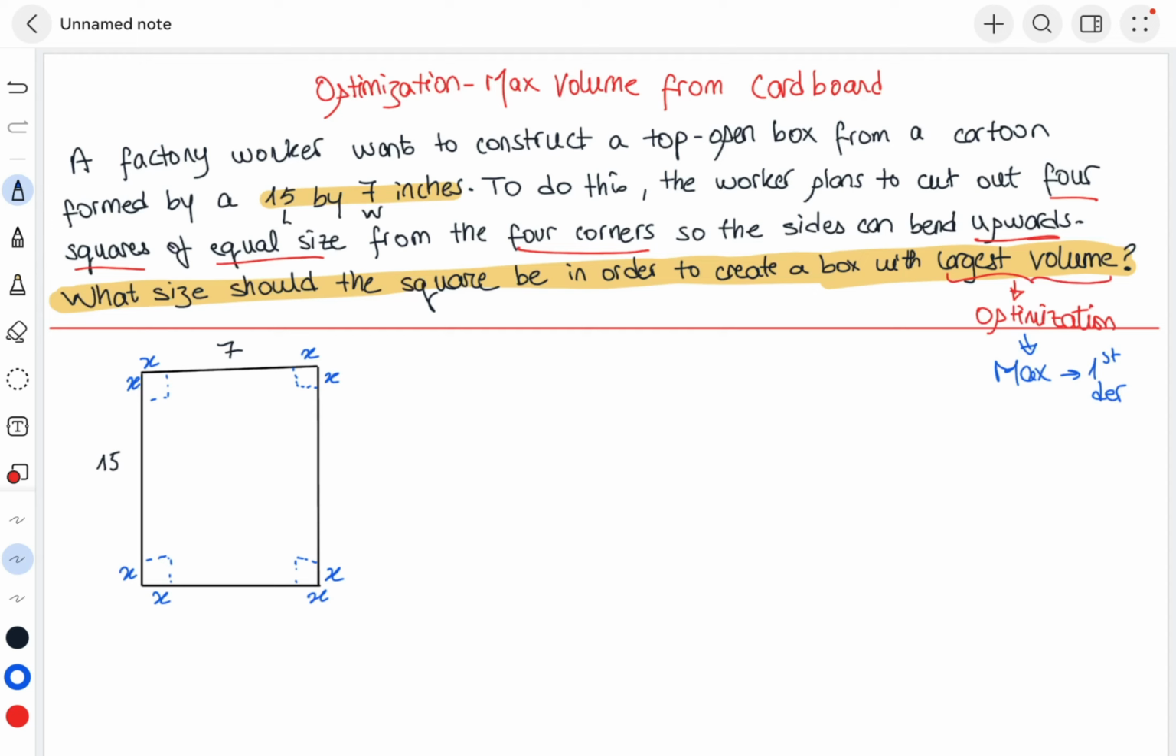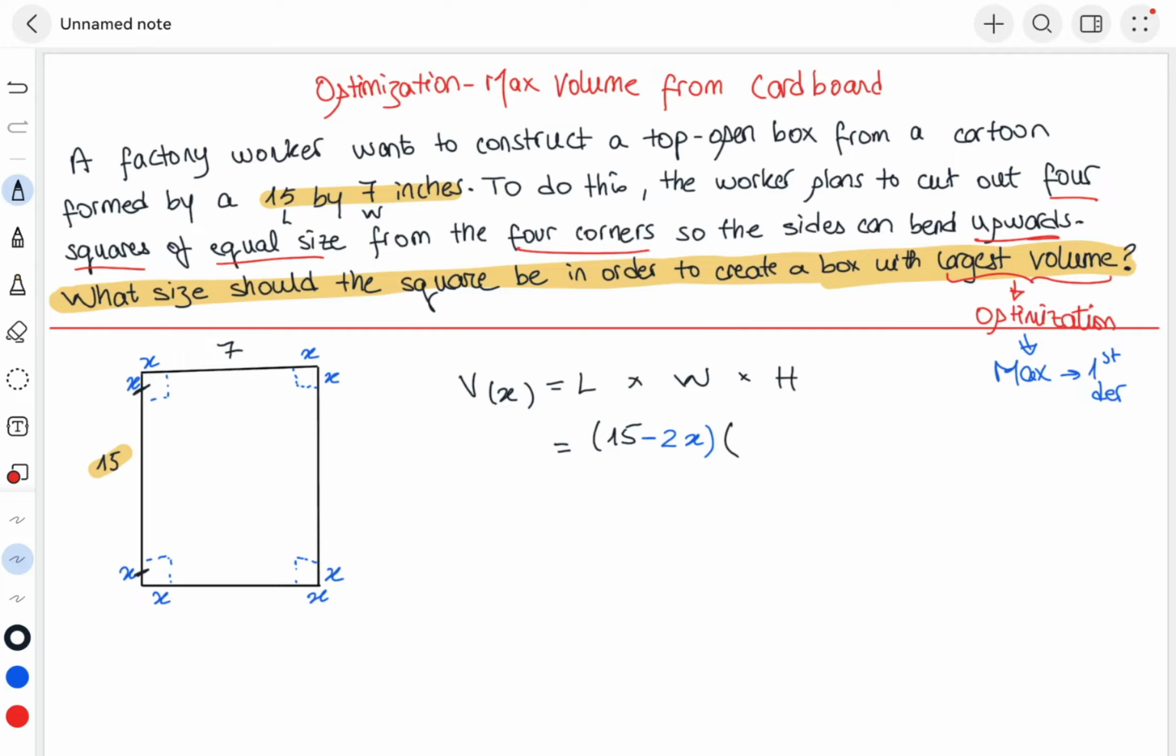Now, to be able to find the maximum volume, we need an equation. And the equation for the volume is length times width times height. Now, we had a length of 15 inches. Our new length would be 15 minus an x from that side and minus an x from that side, because we're cutting an x from each corner to remove the square. So we'll have our length 15 minus 2x.